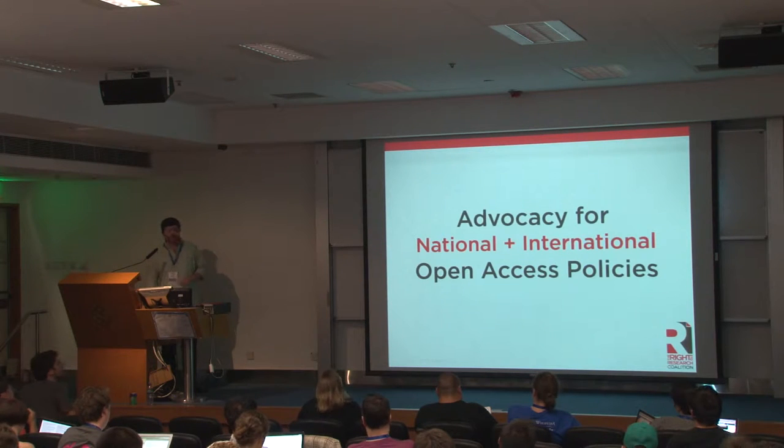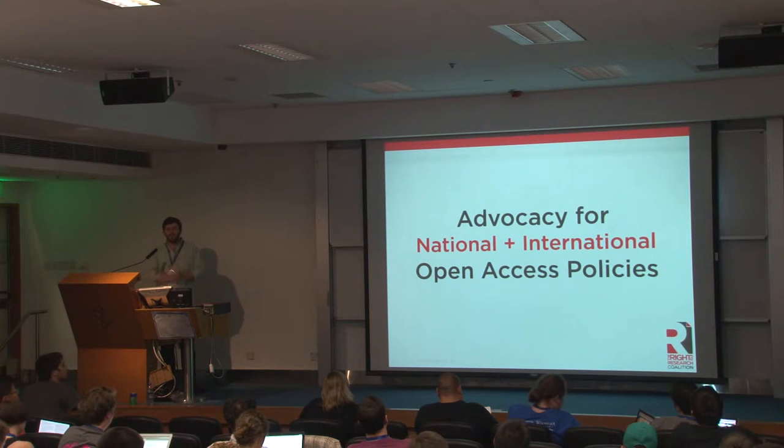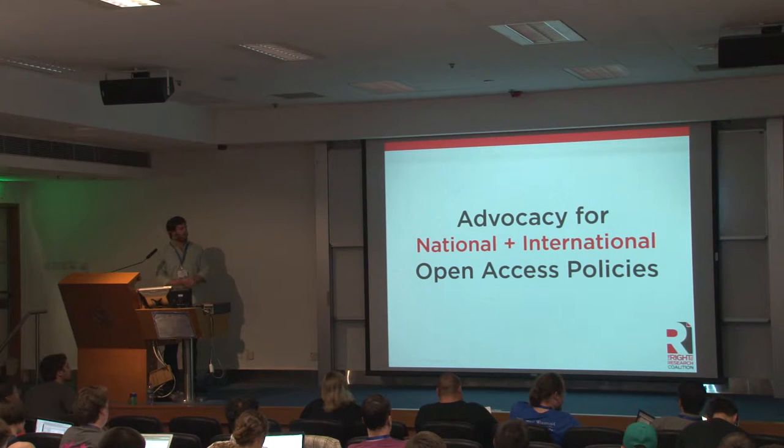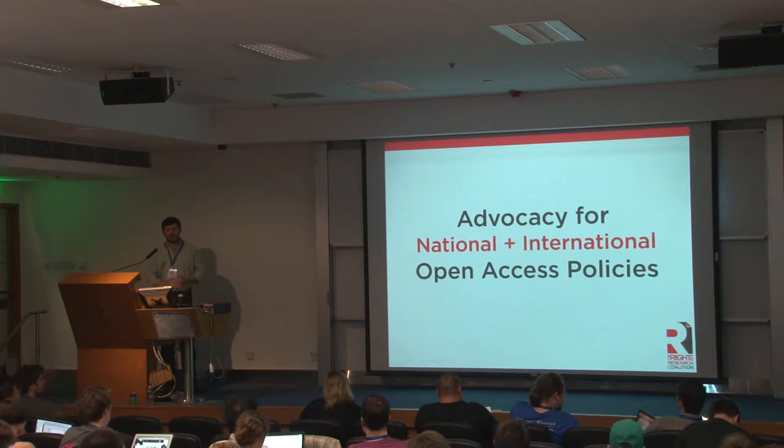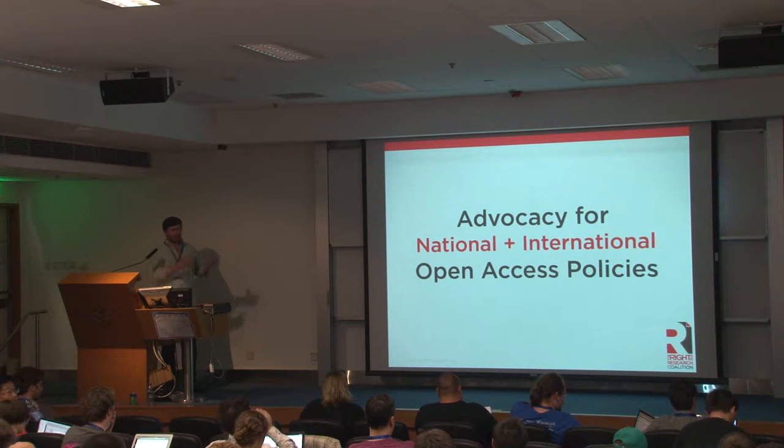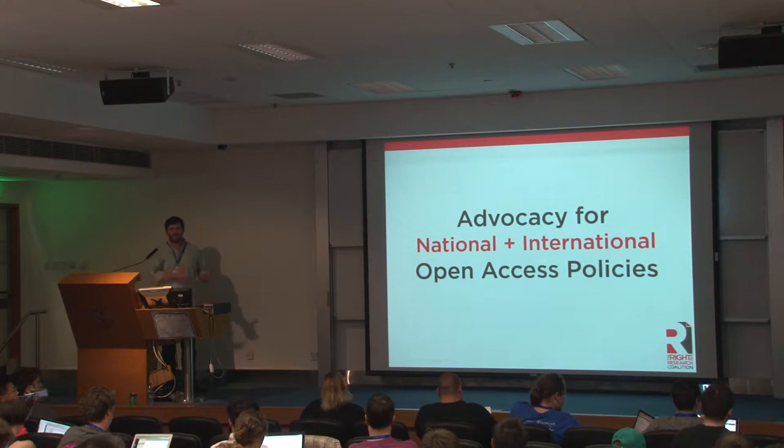Then the very last thing I want to mention is there's a tremendous opportunity to make open access the default for publishing through national and international open access policies. As I mentioned, 80% of all research is publicly funded. And so one particularly effective path to open access is getting governments to require that the research they fund be made freely available.